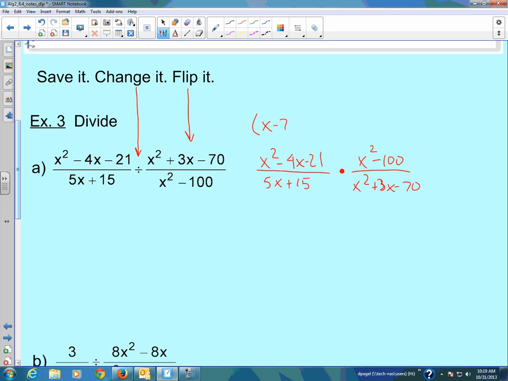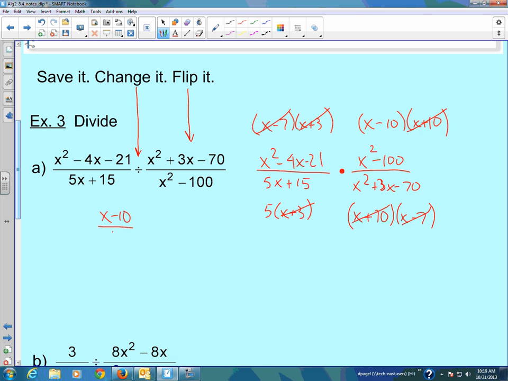So we're going to get x minus 7, x plus 3. And here I'm going to pull out a 5 and get an x plus 3. Here's the difference of 2 squares. And here I get an x plus 10 and an x minus 7. And now we're ready to start canceling. x plus 3, x plus 3, x minus 7, x minus 7, x plus 10, x plus 10, and this reduces to just x minus 10 all over 5.